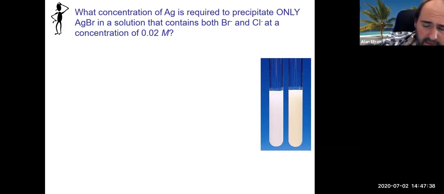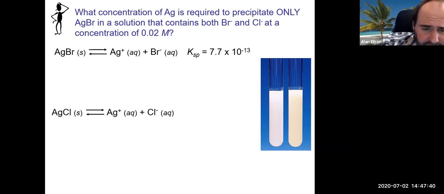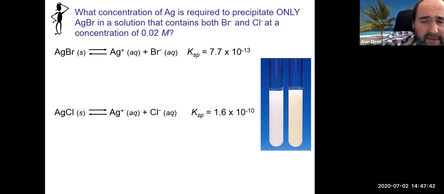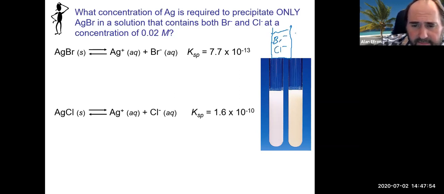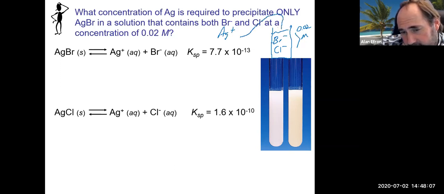So in this problem, what we're looking at is we have a test tube. And in that test tube, for example, we have bromide ions floating around. We have chloride ions floating around. They both have a concentration of 0.02 molar. So we want to add silver to it, right? So we basically want to take some silver ions, like from silver nitrate or something like that, and add it into the solution.